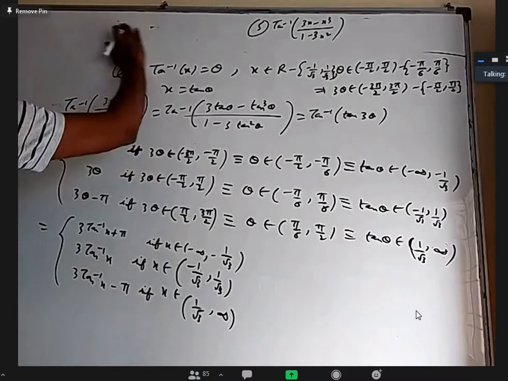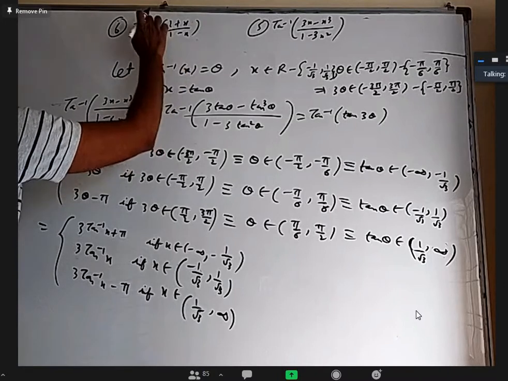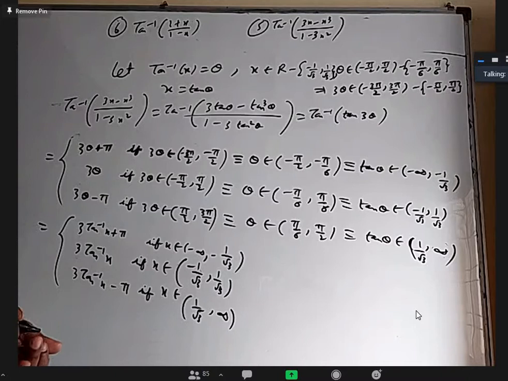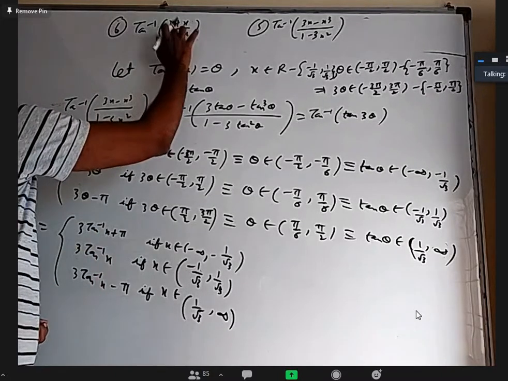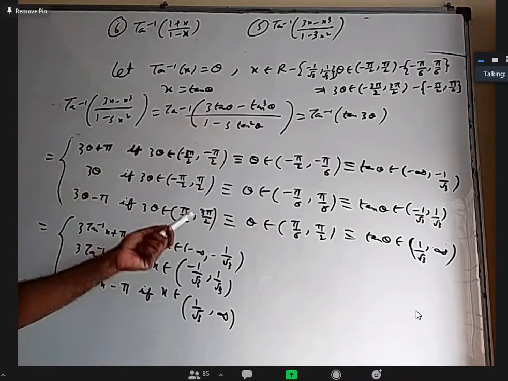Okay, next one. Tan inverse of 1 plus x by 1 minus x. If any part of that is not clear or not visible, please ask.